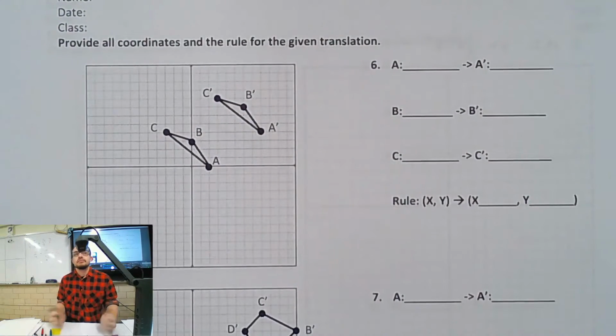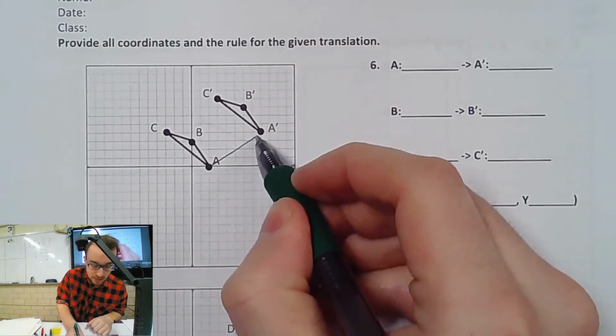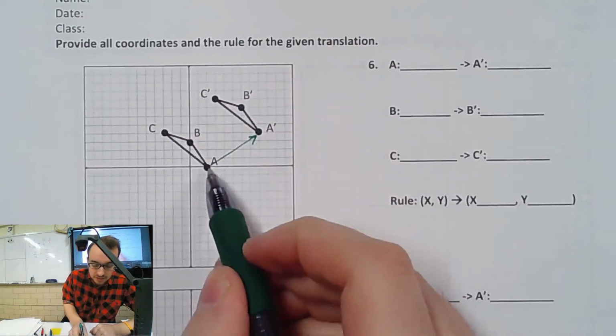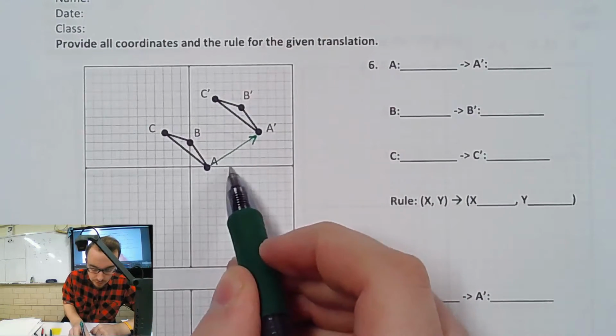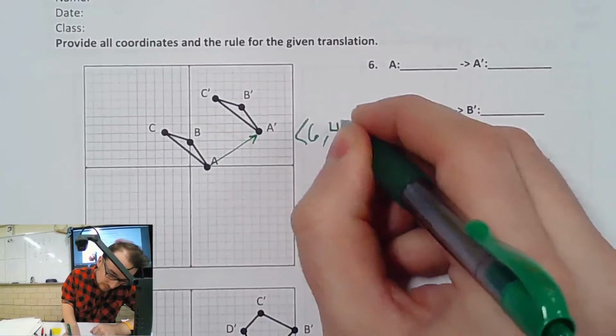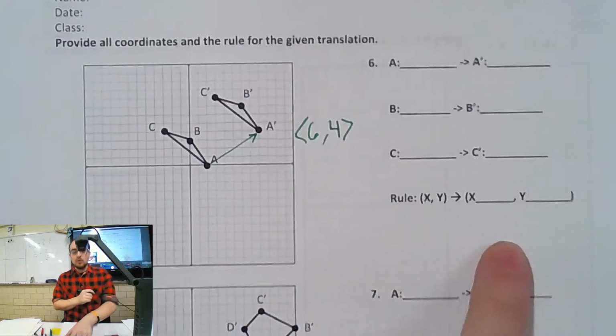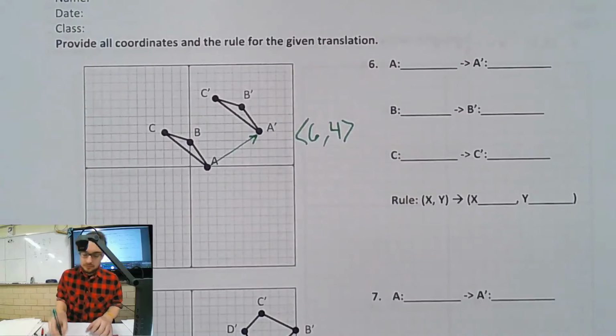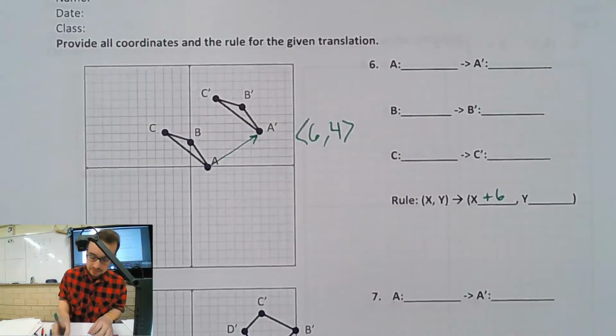Translation. We're just sliding from A to A prime. We go in the direction of primes, right? All of them are going to have the same vector. What vector are we using to translate from A to A prime? Looks like we're going 1, 2, 3, 4, 5, 6 to the right, and 4 up. Which means our rule for everything is just what? X plus 6, and Y plus 4.